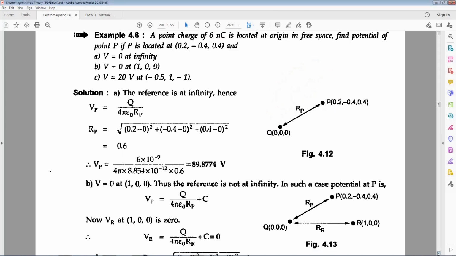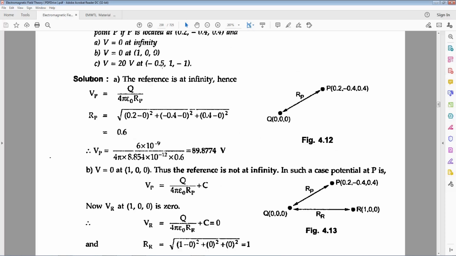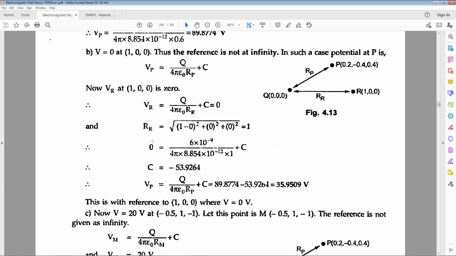I can find here, for the given values of R when I'm assuming 100. So 100 means again you can take the R value: 1 minus 0, 0 minus 0, and 0 minus 0, the value is 1. They're saying that in this case, the voltage is 0. So the voltage is 0, and 6 into 10 to the power of minus 9, over 4 pi into 8.85 into 10 to the power of minus 4 into 1. I take it as plus C. The C is equal to.